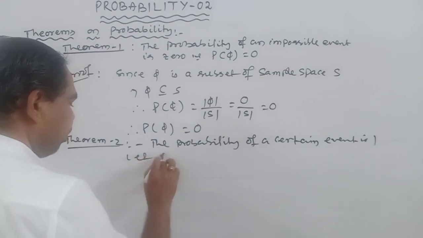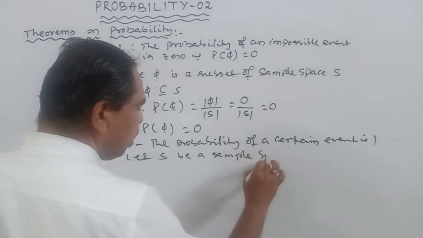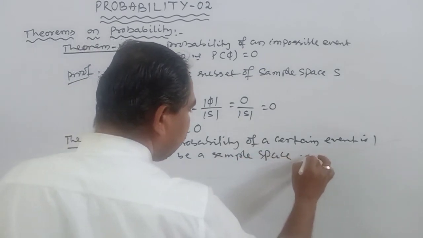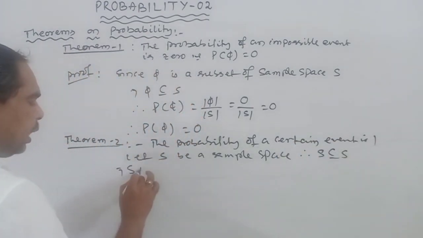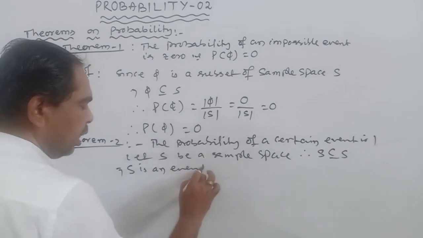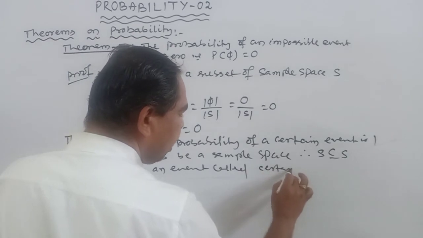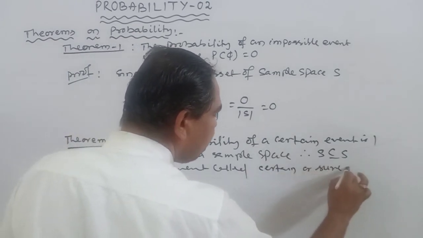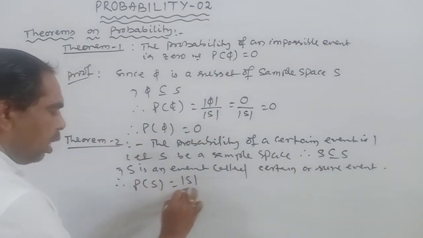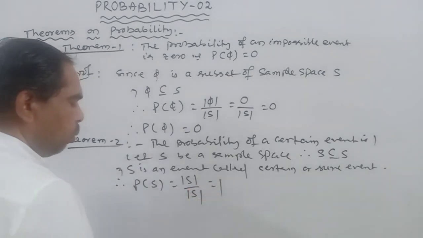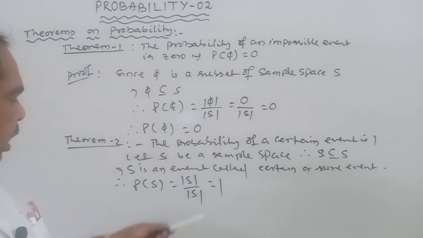let S be a sample space, therefore S is a subset of S, which implies S is an event called a certain or sure event. Therefore P of S is equal to mod of S by mod of S is equal to 1. The probability of a sure event or certain event is 1.